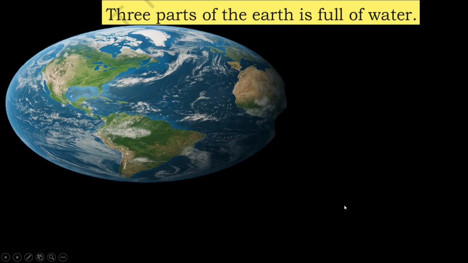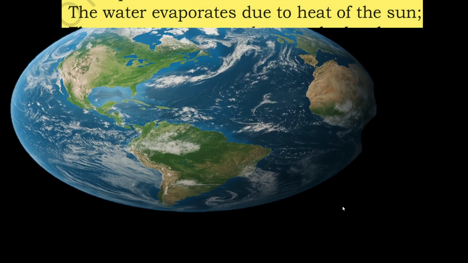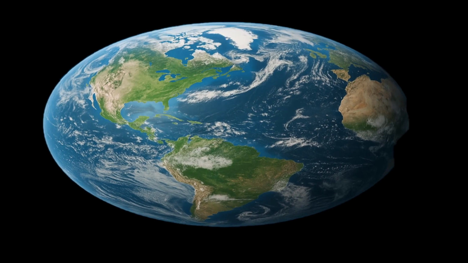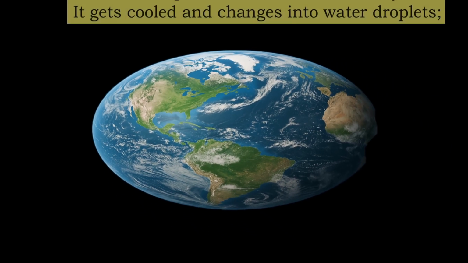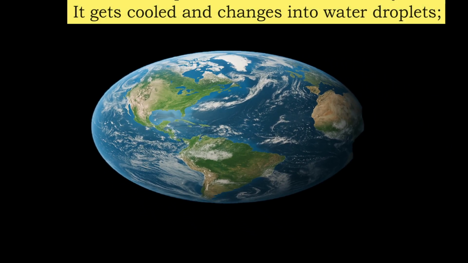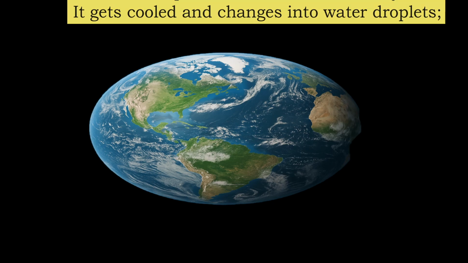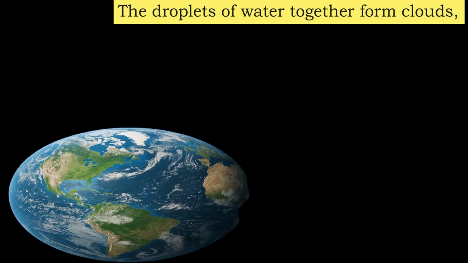Deep parts of the earth is full of water. The water evaporates due to heat of the sun. The water vapor travels towards the sky. It gets cooled and changes into water droplets. The droplets of water together form clouds.